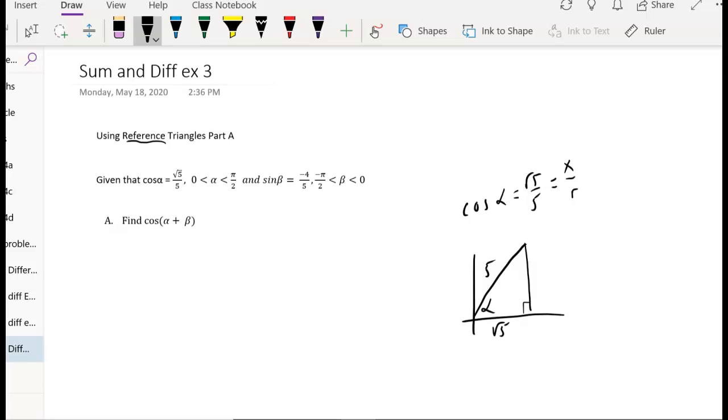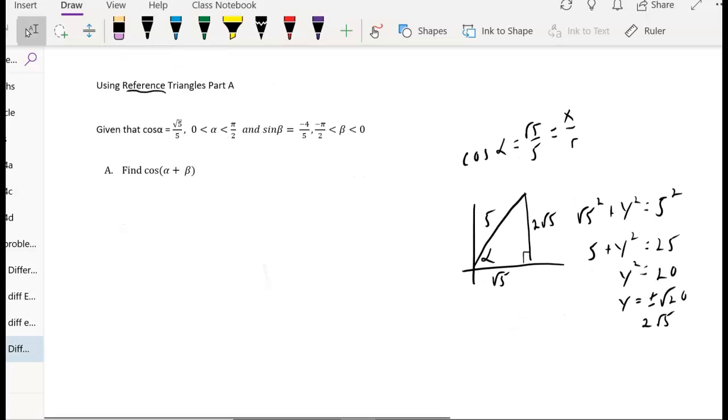So we have the square root of 5 squared plus y squared equals 5 squared. This is 5 plus y squared equals 25. Y squared equals 20, and y equals plus or minus rad 20, which is 2 rad 5. We're going to keep the positive because it's going up. It's in the first quadrant. So this is 2 rad 5.